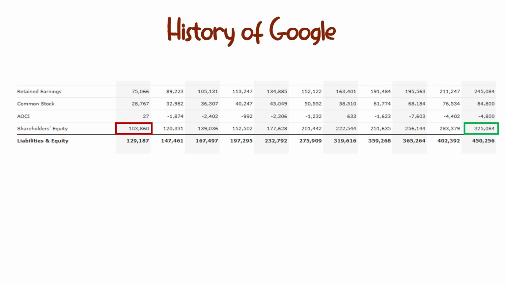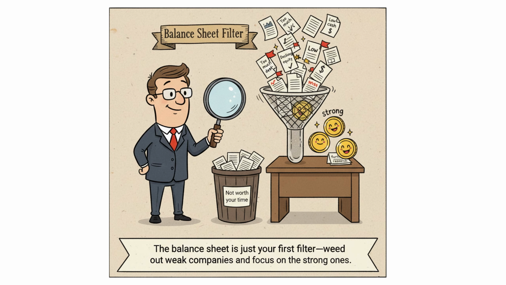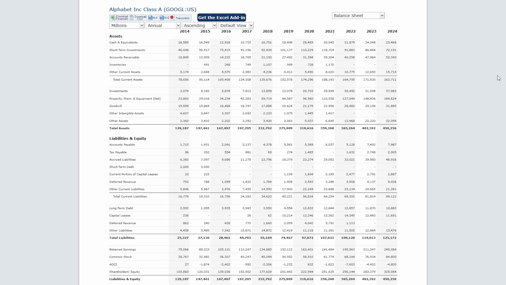This strong balance sheet makes Alphabet worth investigating further. Remember, the balance sheet is just your first filter. It is a quick check to weed out companies with obvious financial problems: too much debt, declining equity, or cash shortages. If a company fails this test, it is smarter to move on and focus your research time on stronger candidates. That's our balance sheet analysis. I know it was detailed, but understanding these lines gives you a powerful tool for evaluating any company's financial foundation.